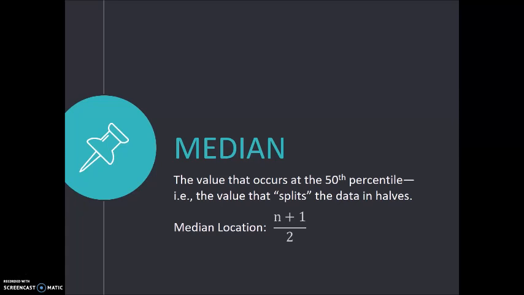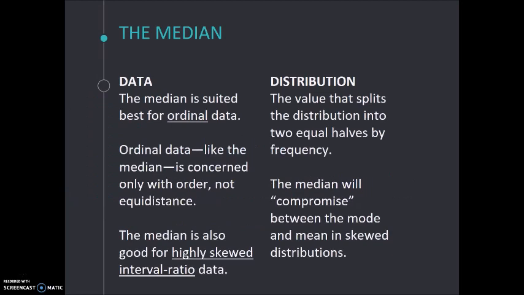So what that means is, this tells you which number, when your values are in order, will be your median value. It does not tell you what that number is. It tells you where it is. So the median is suited very well for ordinal data. Ordinal data is data that has order, but not equidistance. Equidistance means that the numbers are exactly the same space apart.